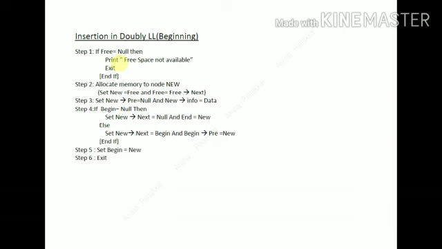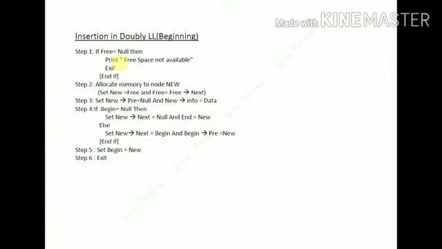The first step is, whenever we are going to perform an insertion operation in a linked list, the very first thing we have to check is whether there is free space available in the linked list. Insertion operation is performed only when free space is available. If free space is not available, we can't perform the insertion operation. So here also you can see that if free equal to null, then we have to print.